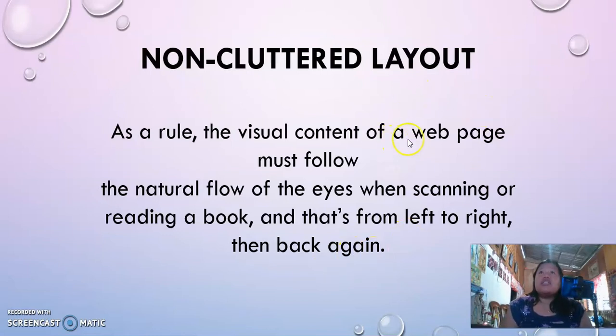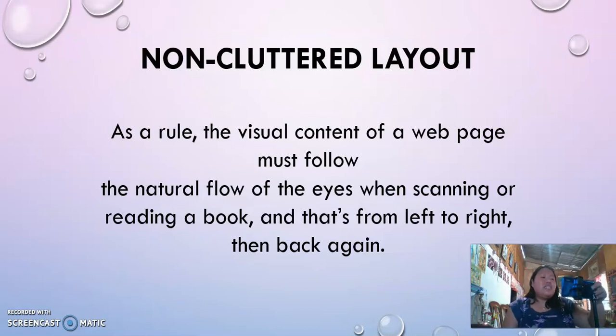Okay, so as a rule, so this is the rule. The visual content of a web page must follow the natural flow of the eyes when scanning or reading a book, and that's from left to right, then back again. So unlike Japanese, where they have to read it up, down, something like that. Okay? So their way of reading is different from our usual reading.